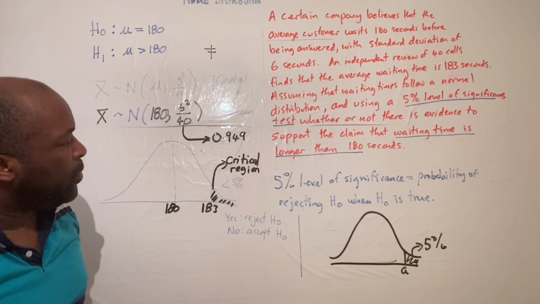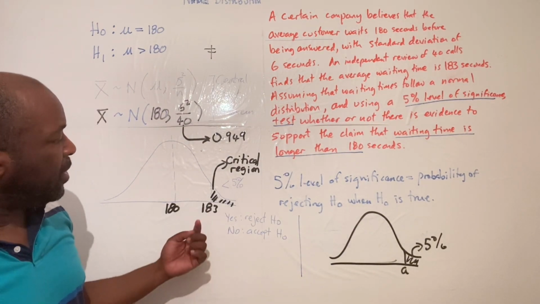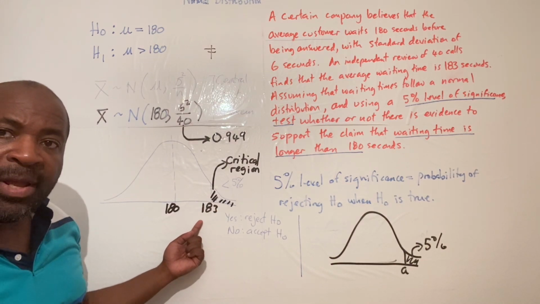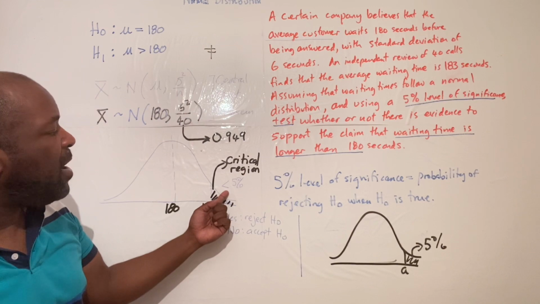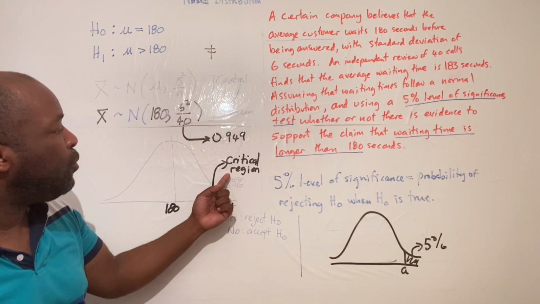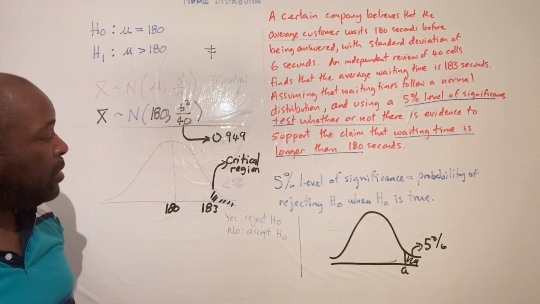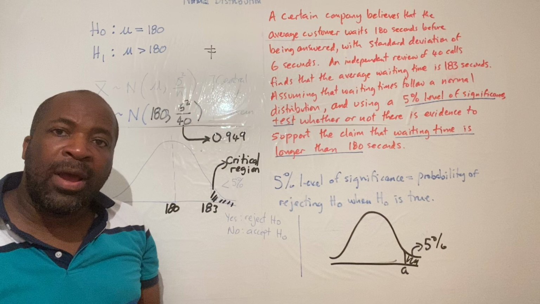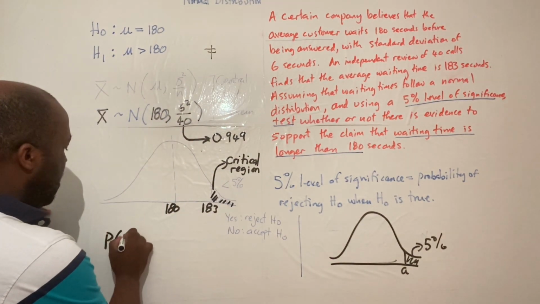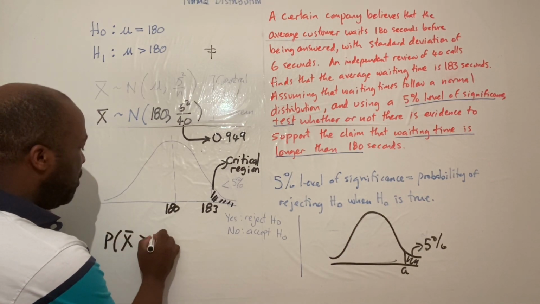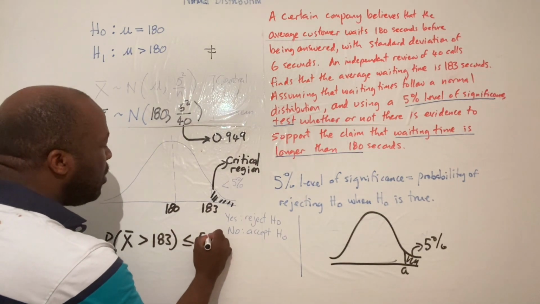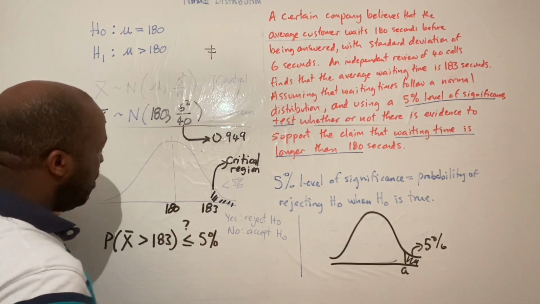significant figures. So a p-value question is asking, what is the probability that x bar is greater than or equal to 183? If it is smaller than 5%, then we know that 183 falls in the critical region and we would reject H naught. So this is called the p-value method. So we're asking ourselves the question, is the probability that x bar is greater than 183, we can ignore the equal sign, less than or equal to 5%. All right.